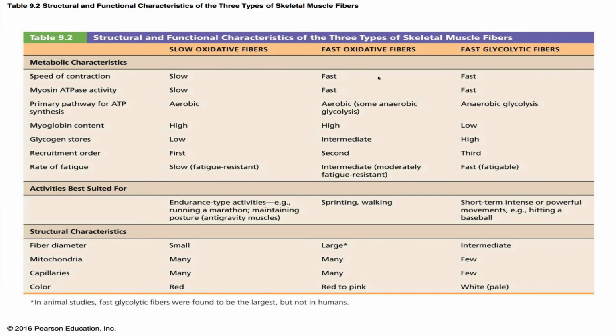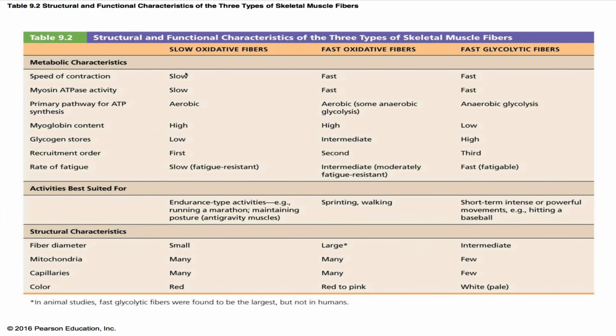When you look at this table, what it's trying to show you is, first of all, the three different types of fibers, and then their metabolic characteristics. Instead of memorizing this, try to understand why these properties are the way they are, and why you end up getting their best use. For example, in slow oxidative fibers, the speed of contraction is slow because the myosin ATPase activity is slow, right? The primary pathway for ATP synthesis is going to be aerobic.